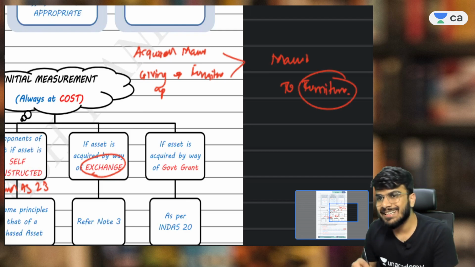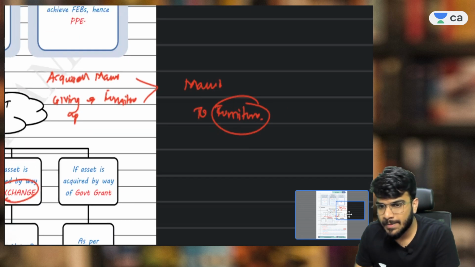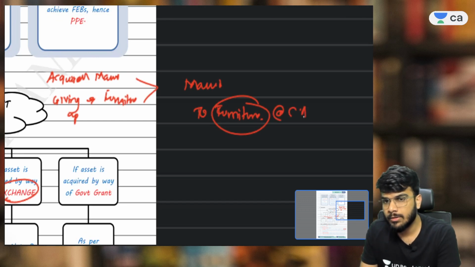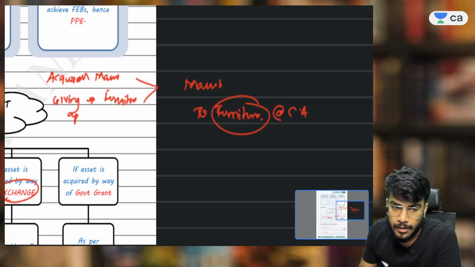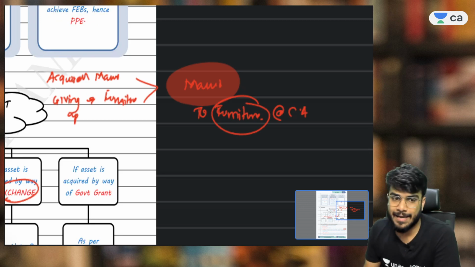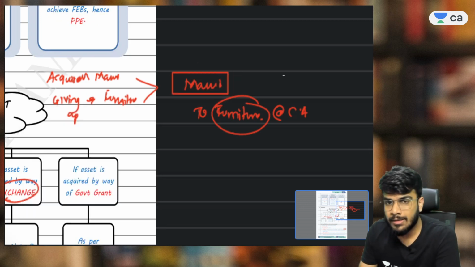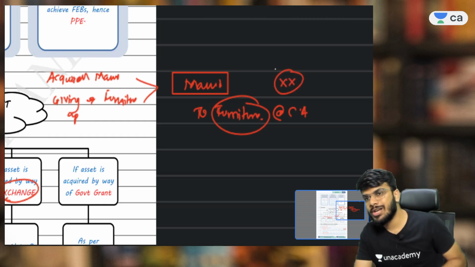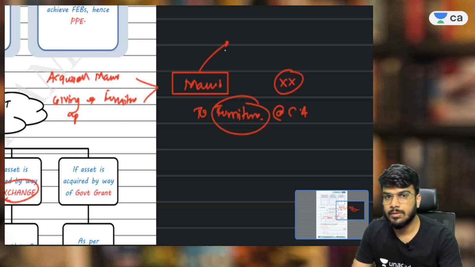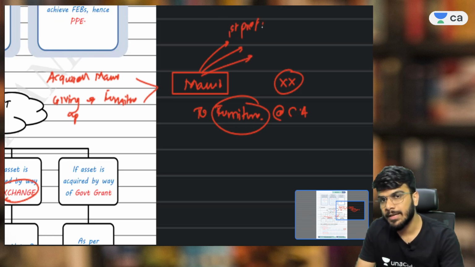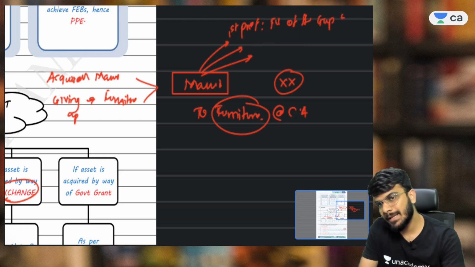Now, the asset which is given up will always be taken out of your books at carrying amount. So this will go out at carrying amount. Now, what do we do regarding this acquired asset, right? To record this acquired asset, at what value shall we record it? So you can have three preferences. The first preference will be given to fair value of asset given up plus cash paid if any.